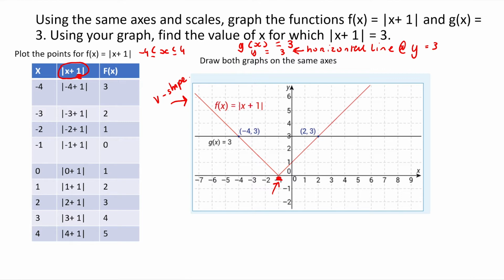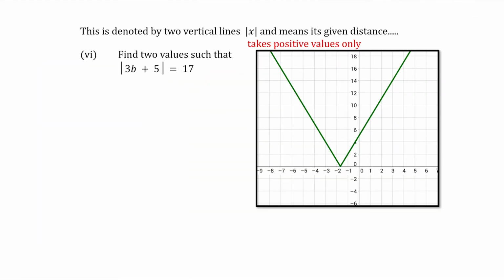All right, now that I have both of my graphs drawn, I read the points of intersection. So my first point of intersection I can see is here, which is -4 on the x-axis and 3 on the y-axis. And my second point is 2 on the x and again 3 on the y. Please pause this video and take down this example. Okay, let's try another question.